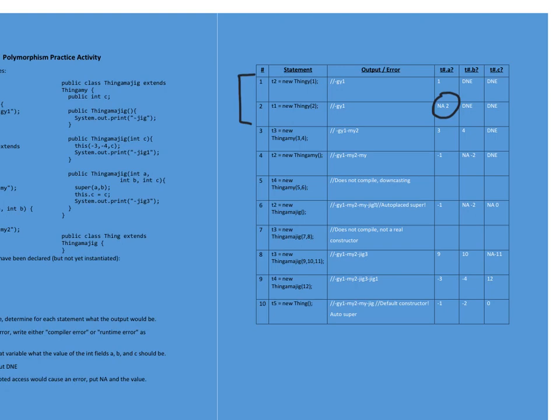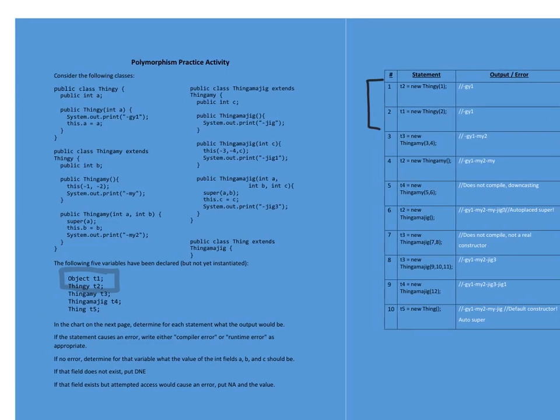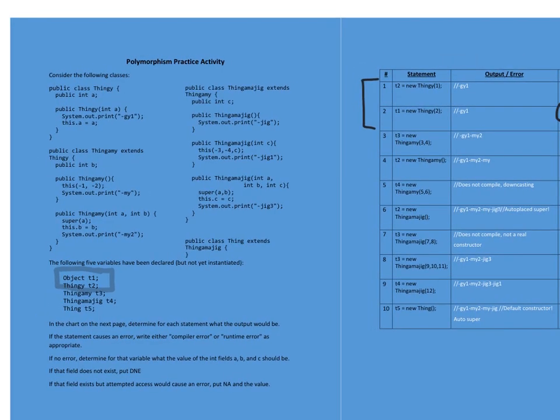Okay, so moving on, let's look at what gets printed out. Both of these call the one arg constructor, which would be right here. And then in that one arg constructor, they print out gy1 and set the value of A. And hence, we see both of them have the value gy1 printed out. You can ignore the double slash comments.